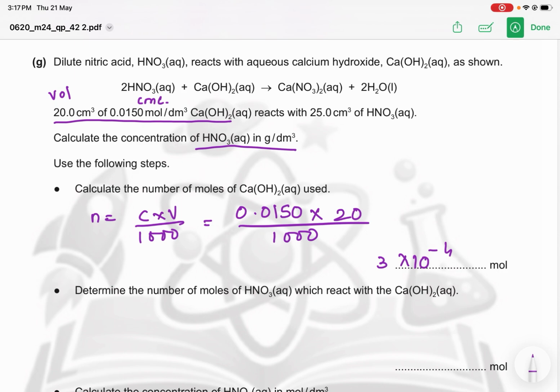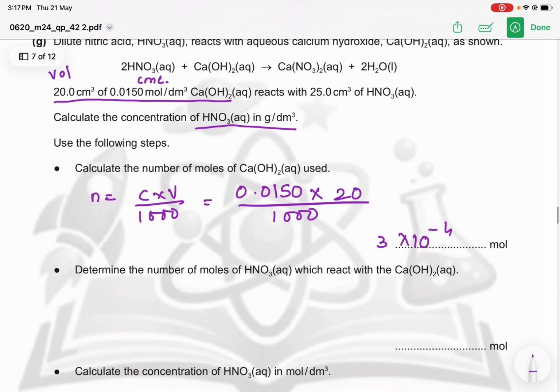Now many of you might only use the formula n is equal to CV. In that case you first convert the volume from centimeter cube to dm cube. If you do that, don't add 1000 in your formula. But if you are not converting centimeter cubes to dm cube, please add 1000 in your formula. It will automatically convert and give you the correct answer.